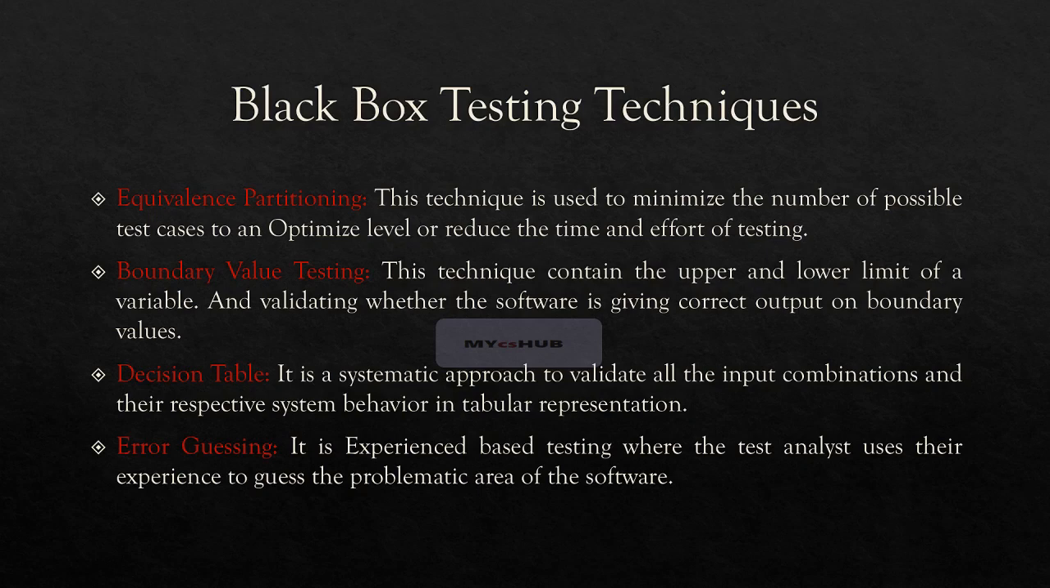Boundary value testing technique contains the upper and lower limit of a variable and validates whether the software is giving correct output on boundary values or not. Next topic is decision table. It is a systematic approach to validate all the input combinations and their respective system behavior in a tabular representation.